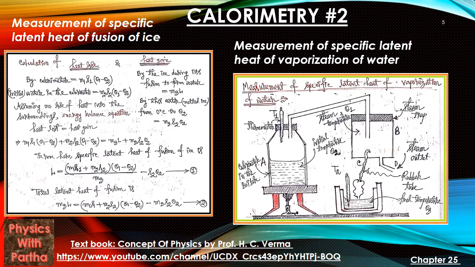Then another rubber tube is attached, which is again fixed to the calorimeter, where temperature T2 is noted down. Then this is the final temperature, which is theta 3, after the steam becomes water. That means after releasing internal energy, it will condense. After the condensation, this water is found out.